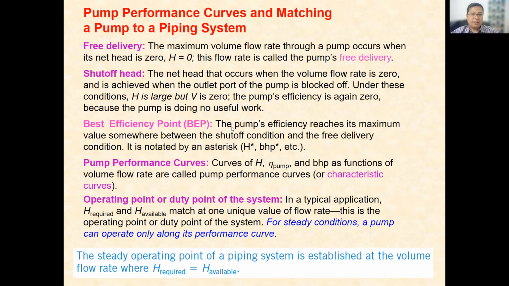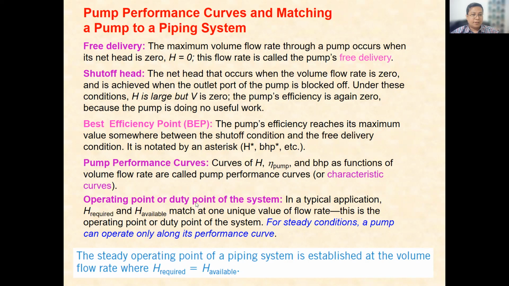But at the best efficiency point, the pump efficiency reaches its maximum value somewhere between the shut off condition and the free delivery condition. It is noted by an asterisk with the head, H star. Pump performance curves of H, pump efficiency, and BHP, which is brake horsepower, as a function of volume flow rate, are called pump performance curves. So we can see how we plot this relationship between the head and the flow rate.